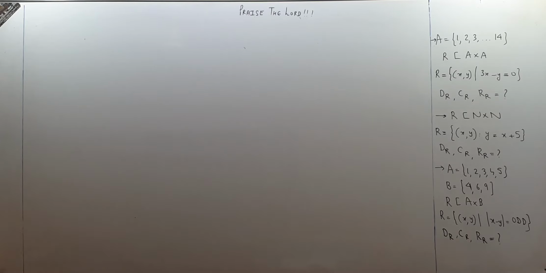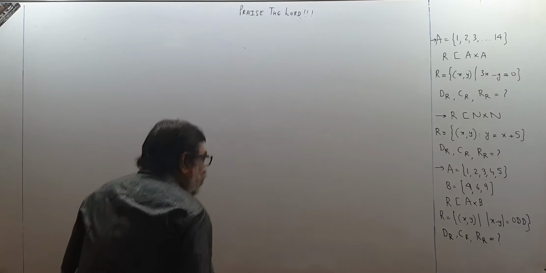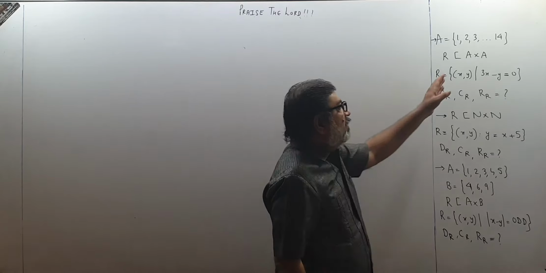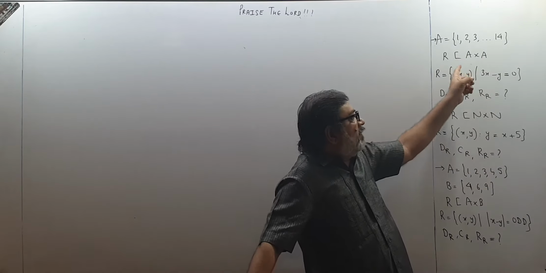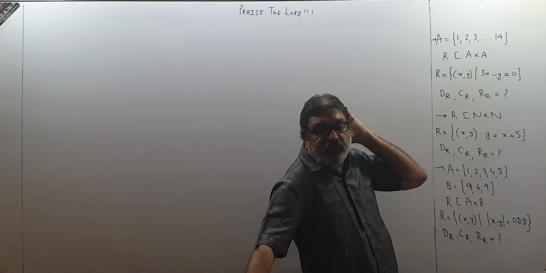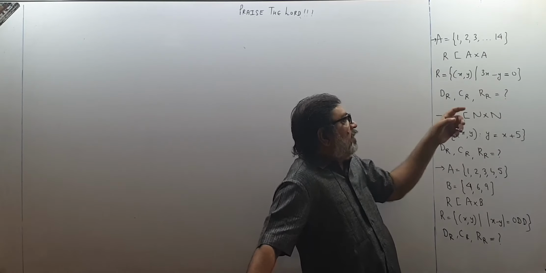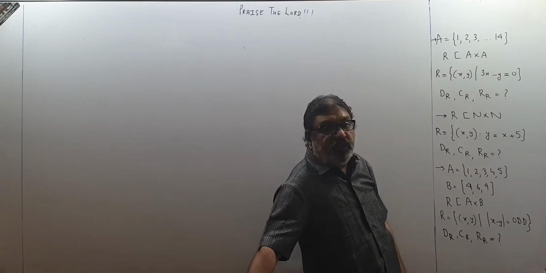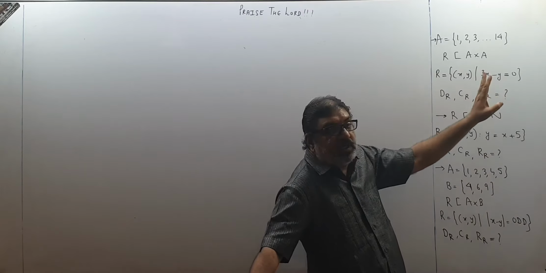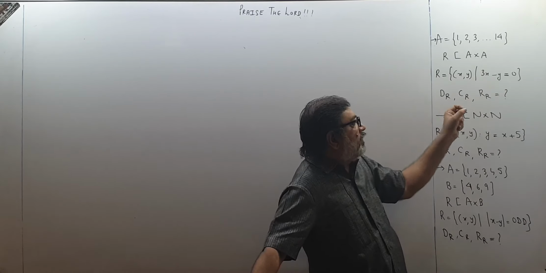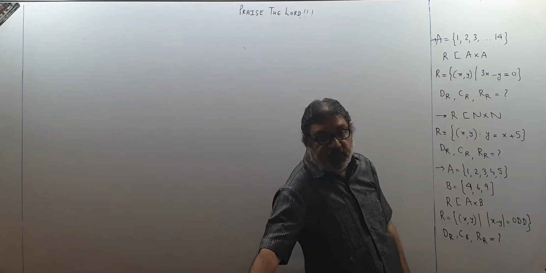So now we have 3 questions of practice, children. Very easy ones. See, A is a set containing elements 1, 2, 3, 4, 5 to 14. R is a subset of A cross A, which means the first set and second set are both set A. R contains ordered pairs (x, y) such that 3x minus y equals 0, or I can say y equals 3x. I want the domain of R, codomain of R and the range of R.